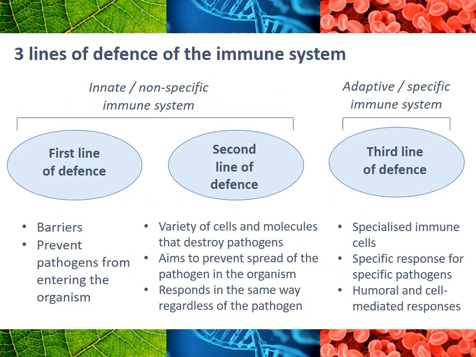So just as a recap, the second line of defense is still part of this innate or non-specific response. Okay, it involves a variety of cells and molecules. You should have all of this written down from last time, so don't write this down again. The aim is to prevent the spread of the pathogen, and it's the same response regardless of the pathogen that has entered the body. Okay, it's the same generalized response that the body goes through. And you'll probably find some of it sounds familiar as we start going through it.